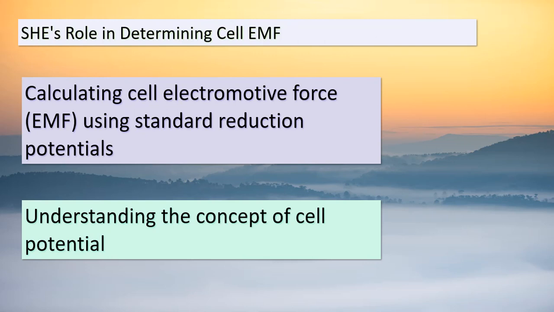The SHE's potential serves as a reference point, making it possible to measure and compare the potentials of other half cells. When we put all these pieces together, we can determine the cell EMF, which gives us insights into the spontaneity and direction of the overall electrochemical reaction. So, remember, our SHE isn't just a bystander. It's a key player in helping us understand the energetic aspects of electrochemical systems. Get ready to explore even more exciting concepts ahead.